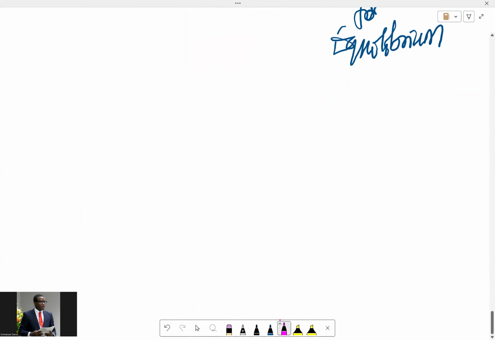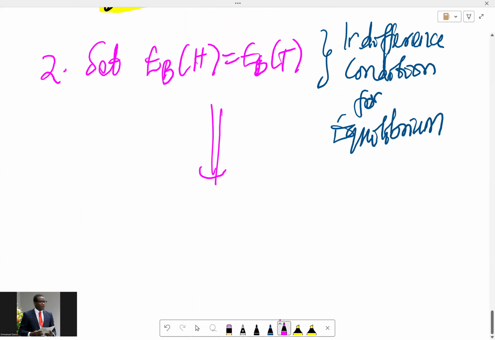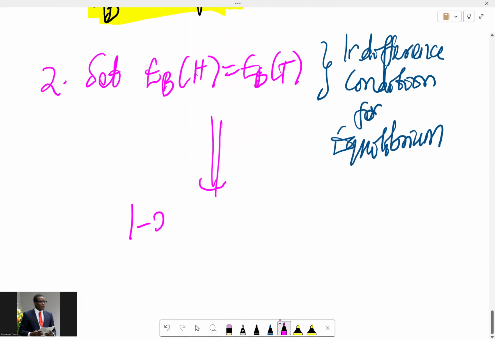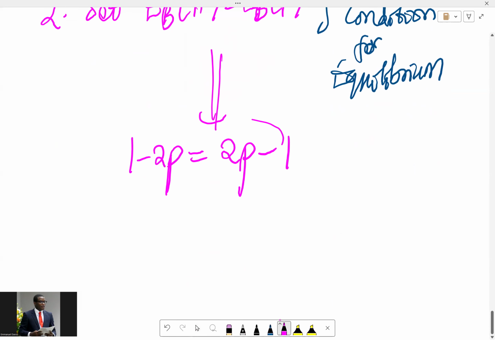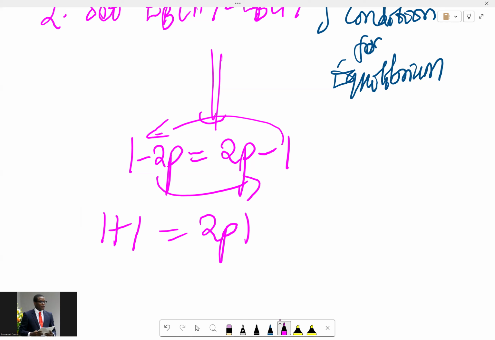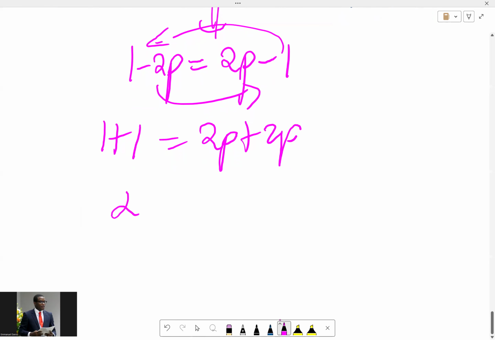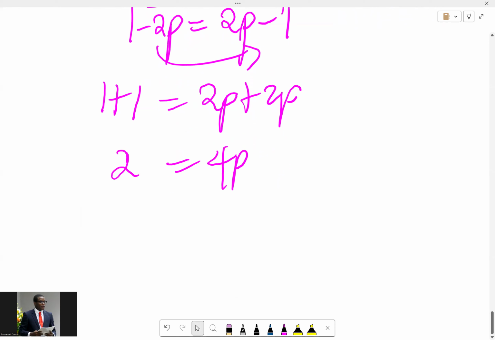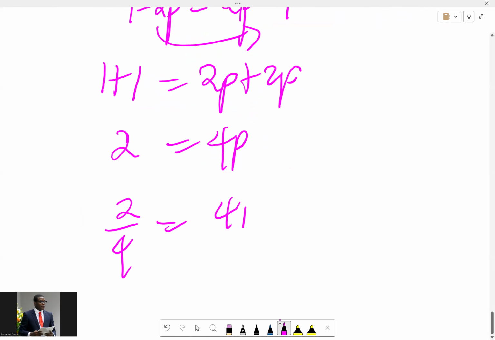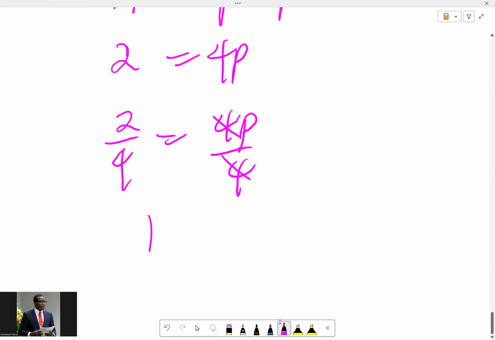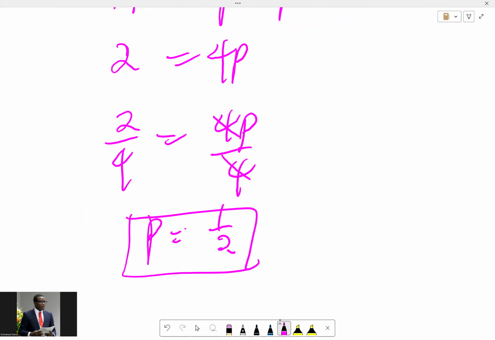So this now becomes 1 minus 2P equals 2P minus 1. You can bring -1 here, so you have 1 plus 1. Bring minus 2P here, you have 2P plus 2P. And that will be 2 equals 4P. So we have 2 divided by 4 equals 4P divided by 4. The 4 cancels out, so we have P equals 1 over 2. So again, P equals 1 over 2. Of course, 1 minus P will automatically also be 1 over 2.